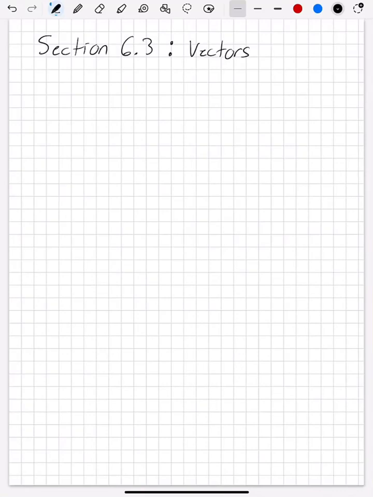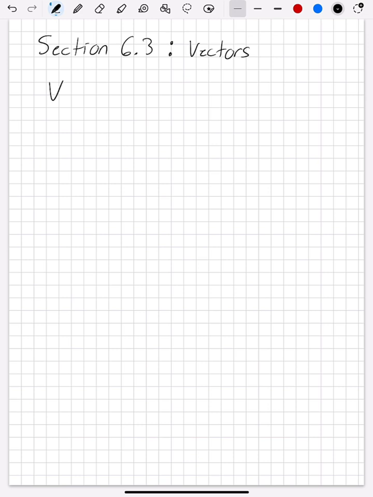Alright, so for section 6.3, we're going to talk about vectors. Vectors is a linear algebra concept that if you go on to take linear algebra, you'll go more in depth on this. But for this class, we just get a brief discussion about it.